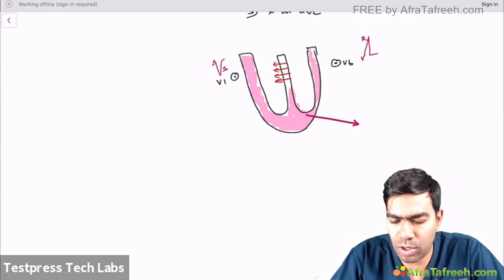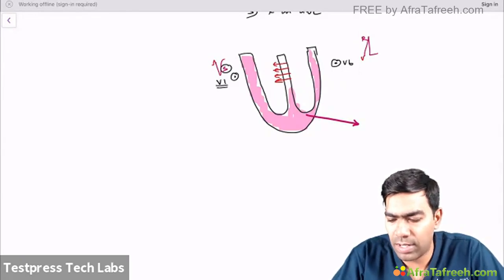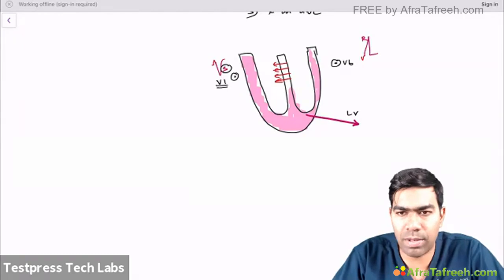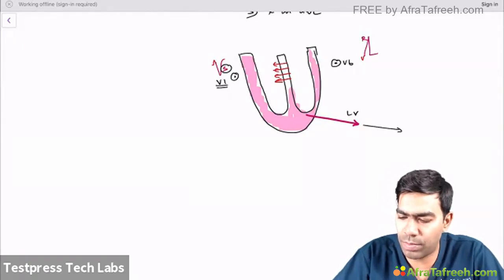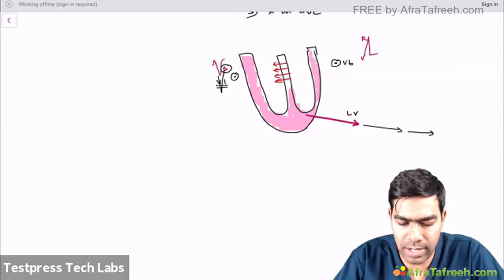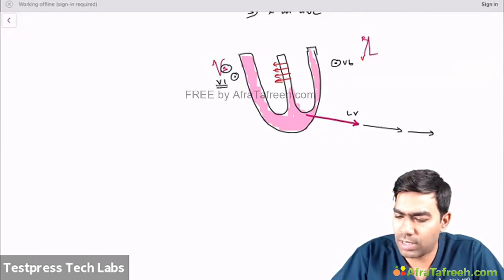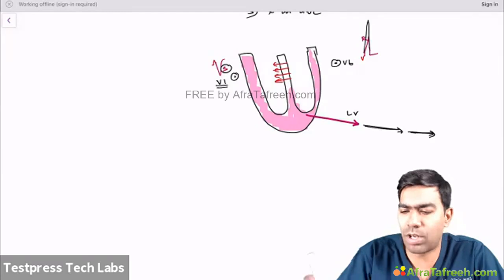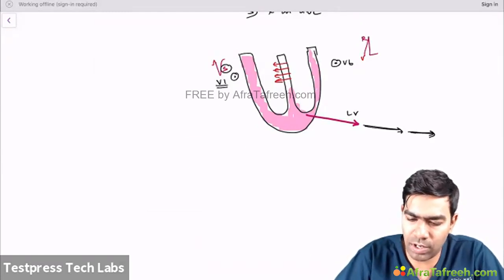What the Sokolov-Lyon criteria basically attempts to tell is that this S wave in the early precordial leads, in V1, is a sign of left ventricular power. The more the power of the left ventricle, the more it's going to be towards the left side, so the S wave will become deeper. That's the idea here. At the same time, the more the left ventricle pulls towards the left side, this R wave will become taller. That's what they're trying to tell. So it's quite simple. It's not very difficult at all.